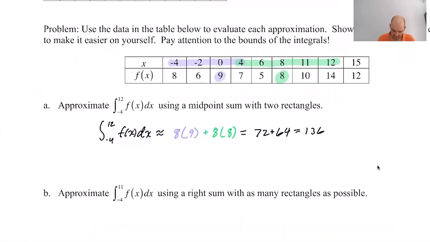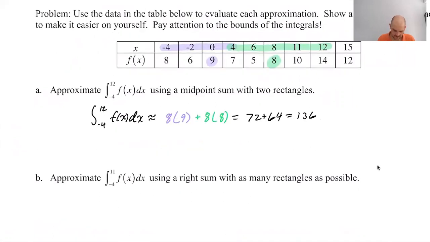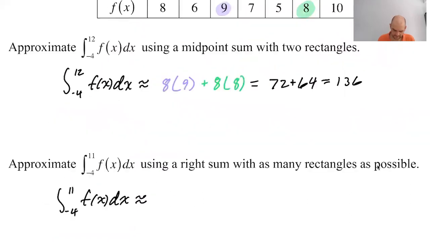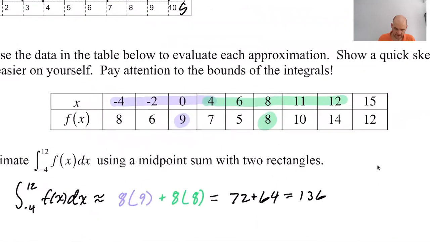All right, -4 to 11, a right sum with as many rectangles as possible. Delightful. All right, -4 to 11. So start with what you need to write. -4 to 11, this is what we're finding. We're finding an approximation because we're just using rectangles. I'm probably gonna write it up here and then bring it down.